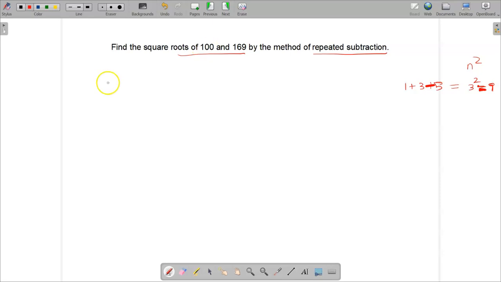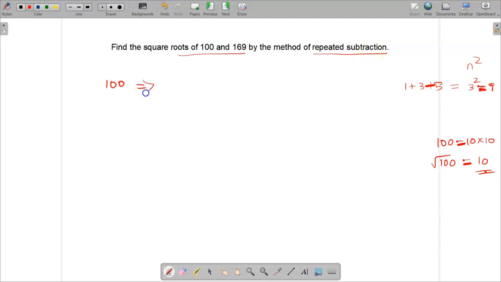So the first number is 100, and for 100 we are going to find the square root. Generally we know that 100 I can write as 10 into 10, this is a known thing. So root of 100 is 10. This answer I am going to find by using repeated subtraction.